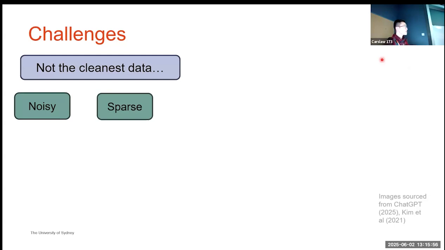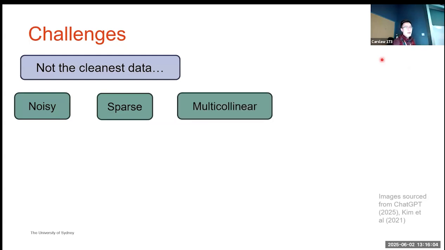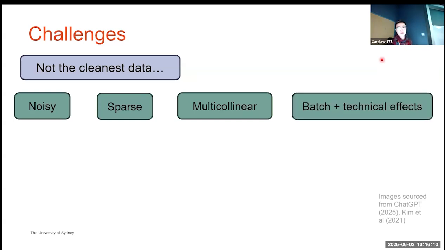It's often very sparse because we're detecting so many features that a lot of them will be forced to be zero. The data is often very multi-collinear because everything's just correlated with everything else. And we have a lot of batch and technical effects as well.